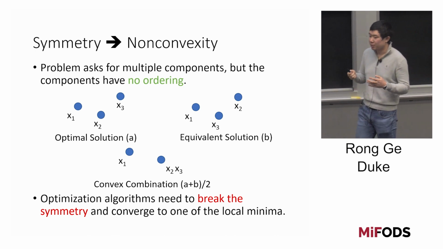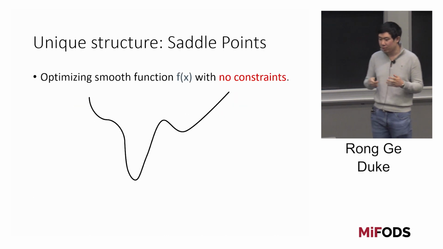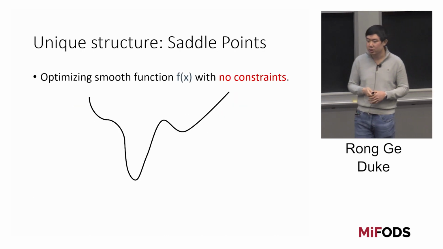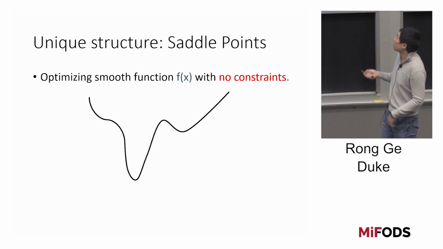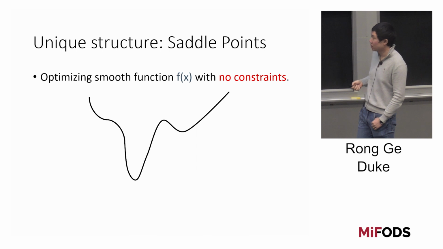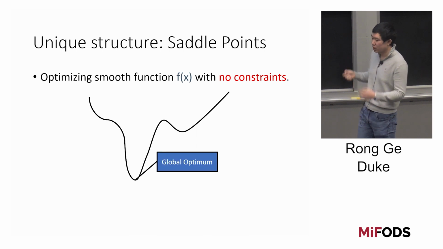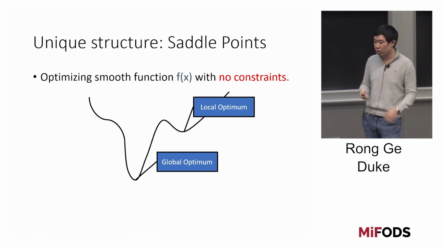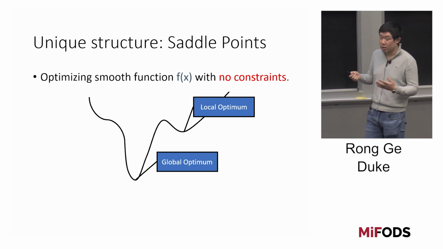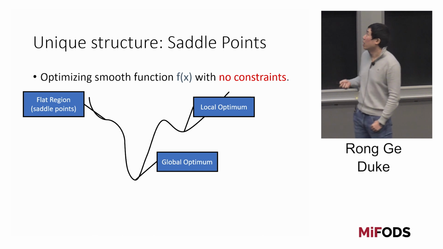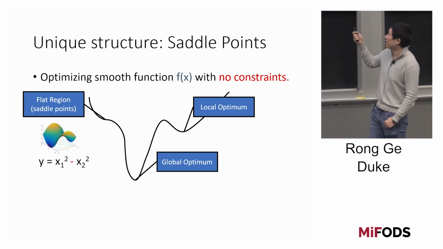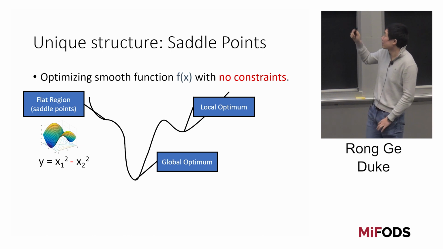Okay, so that's why symmetry brings non-convexity, and symmetry also brings other things into your objective function. One special structure that only happens in non-convex functions is the saddle points. If we are optimizing a smooth non-convex function with no constraints, then of course we want to get to the global optimum, and we are worried about having local optima. But there are additional structures that could happen for non-convex functions. These are flat regions, which are usually called saddle points in higher dimensions. I can't have a normal saddle point within one dimension.